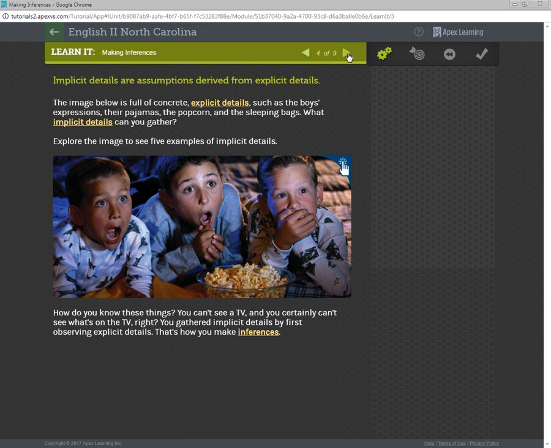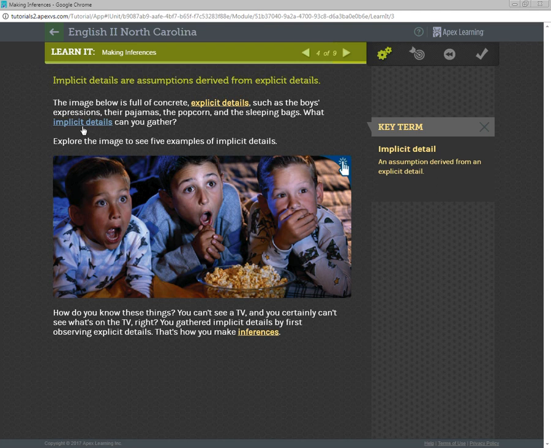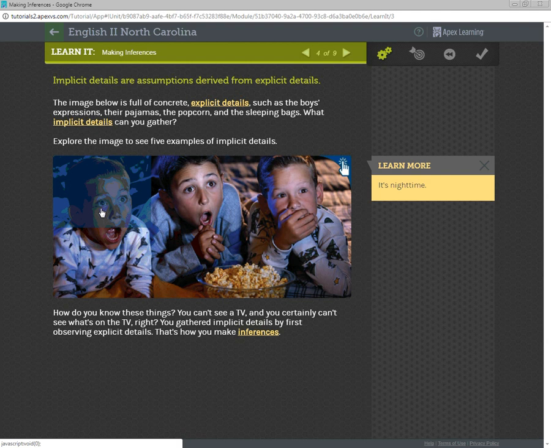So implicit details are assumptions. Remember, implicit details are assumptions that you derive from the explicit details. So let's look at the picture again. So what could be an implicit, an assumption, or an inference? It's nighttime. They're watching TV. What they're watching is scary.